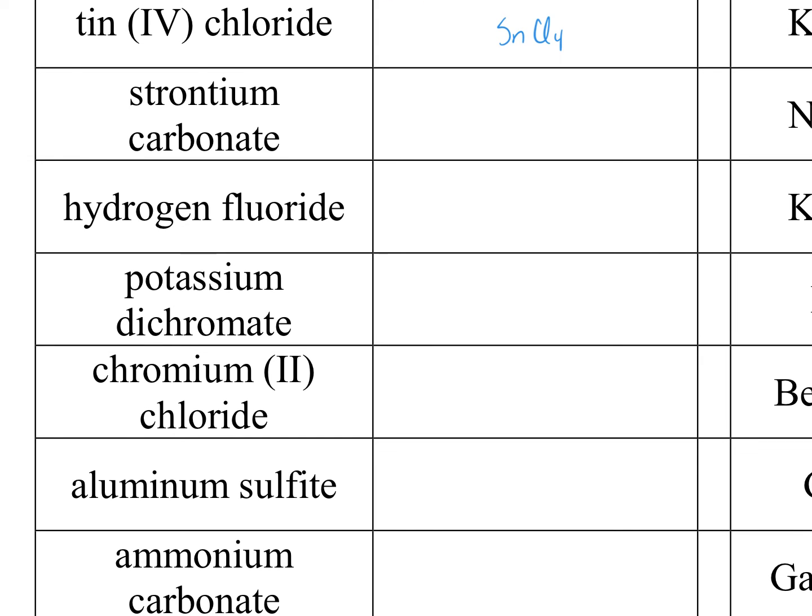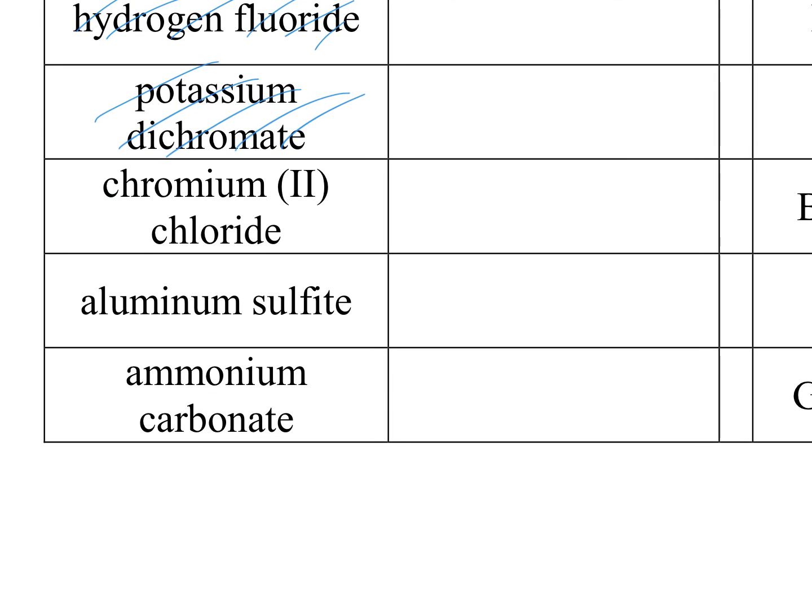Next we have strontium carbonate. Strontium is Sr with a +2 charge. Carbonate is CO3 with a -2 charge. This becomes SrCO3. We're going to skip that next one. And the next one. Those are things that we haven't really gone over, so that is okay right now.